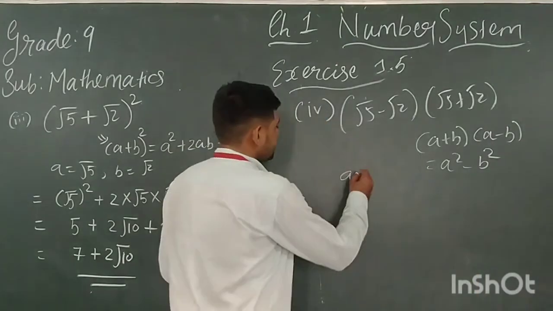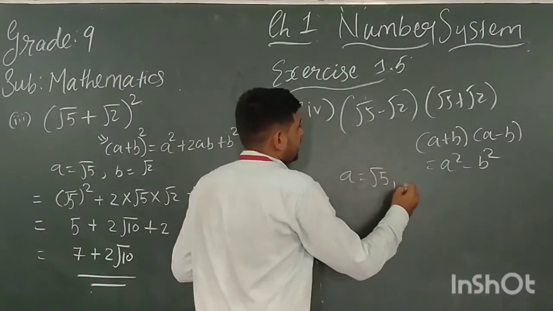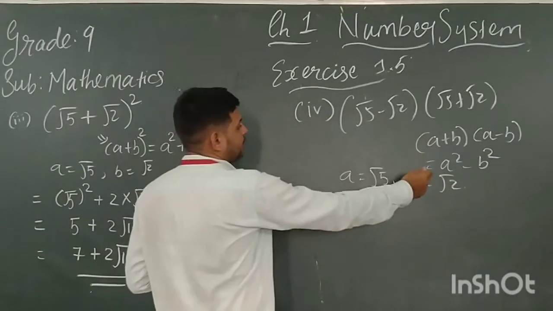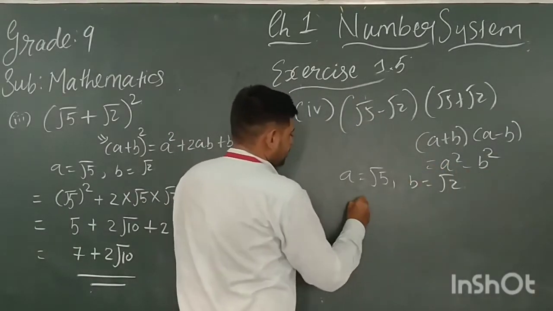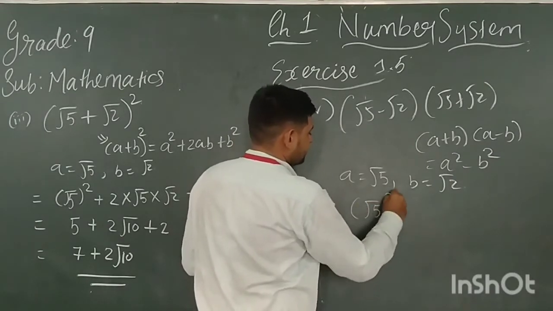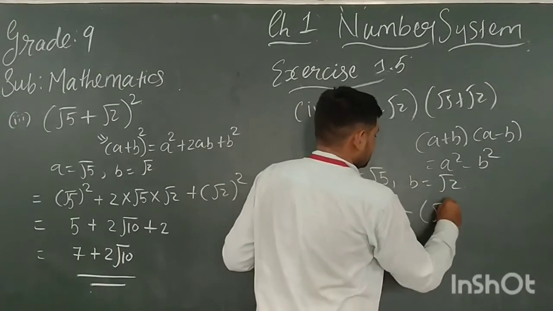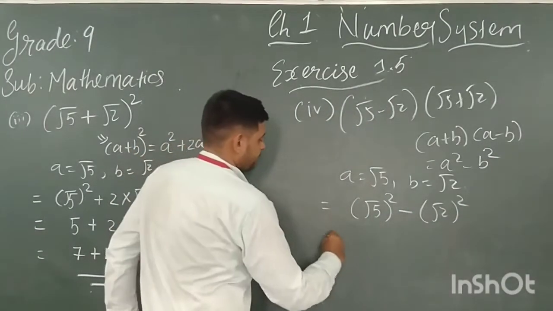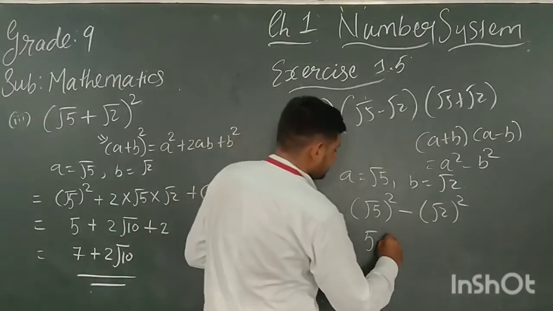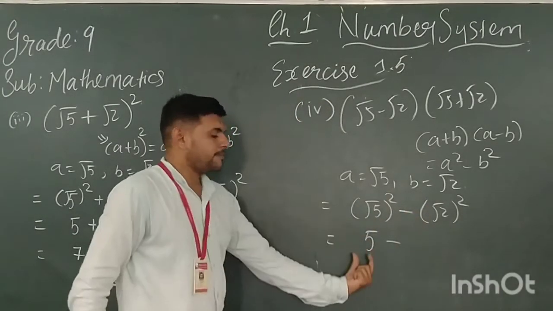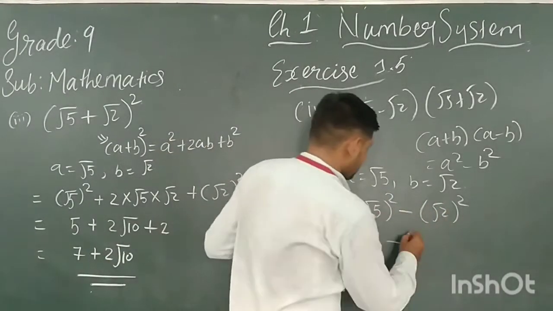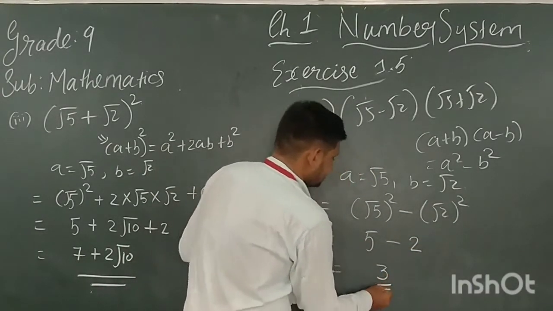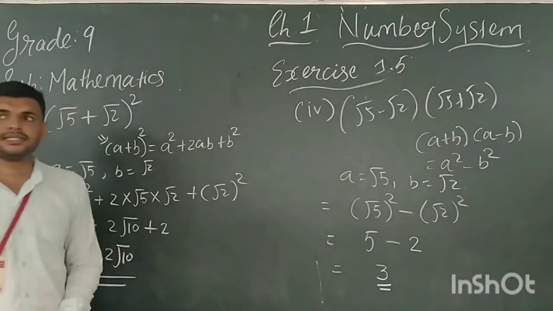Now take a as root 5 and b as root 2. Apply the formula a square minus b square. So root 5 the whole square minus root 2 the whole square. Root 5 square becomes 5, root 2 square becomes 2. So as you all know, 5 minus 2 is 3. So here your answer is 3.